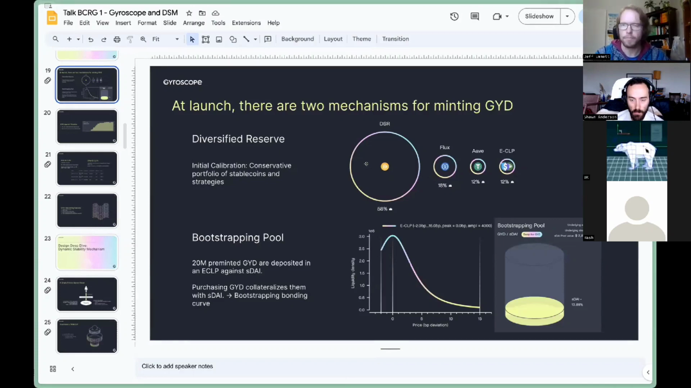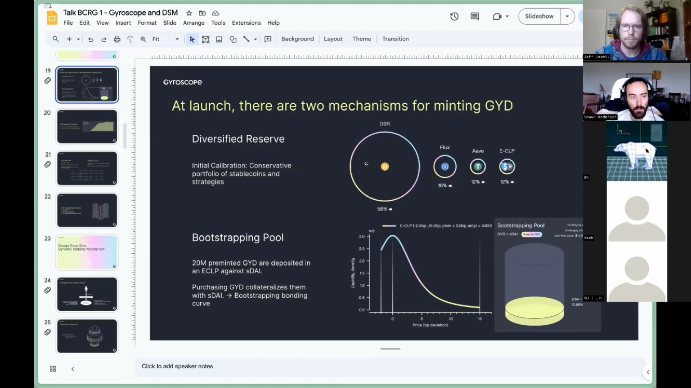There's the whole mechanism I'm going to talk about, which is this dynamic stability mechanism, by which the system autonomously responds to undercollateralization. And I think that's pretty unique about Gyroscope.